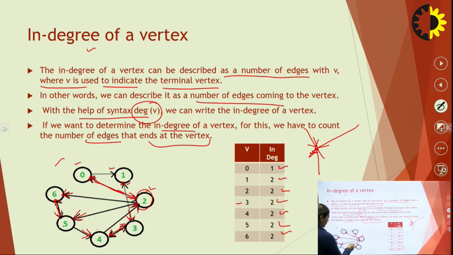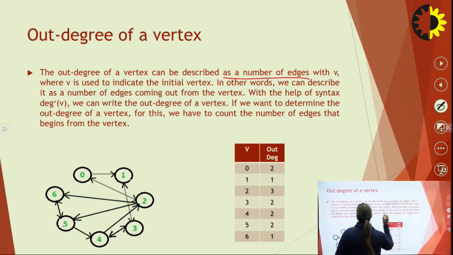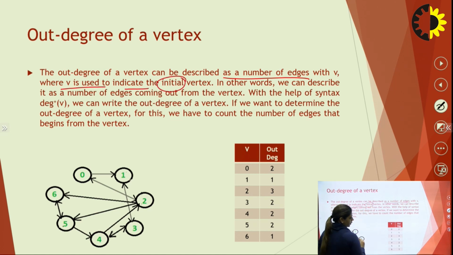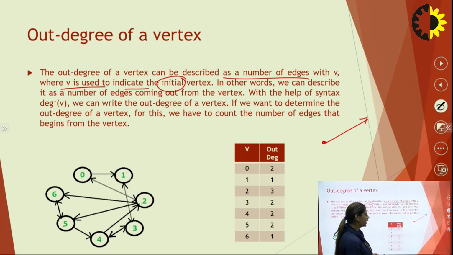Here also we can see that the same edges are counted in the in degrees of various vertices. Now let's discuss the out degree. The out degree of a vertex can be described as the number of edges with V, where V is used to indicate the initial vertex. Now the edge has to move outside, meaning the edge starts from the vertex and moves outward. So this is the initial vertex for that edge, right?